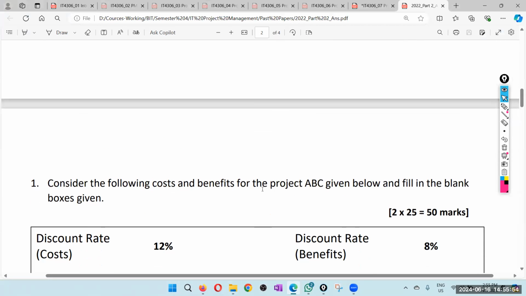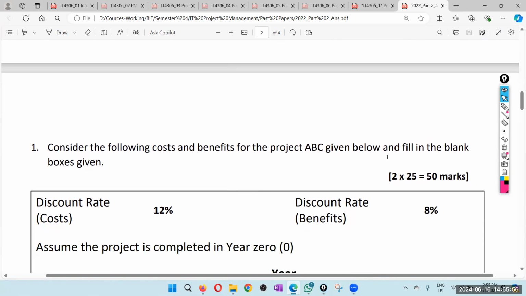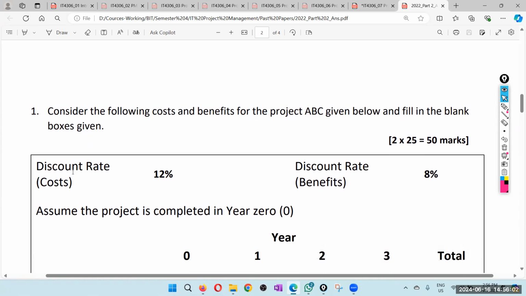Consider the following costs and benefits of project ABC given below, and you had enough time to go through this. Fill in the blank boxes given. So the discount rate for cost is 12%. You can see that this question is slightly different. Usually they give only one discount rate for both cost and benefit. But in this question, the cost discount rate is 12 and the benefits discount rate is 8.